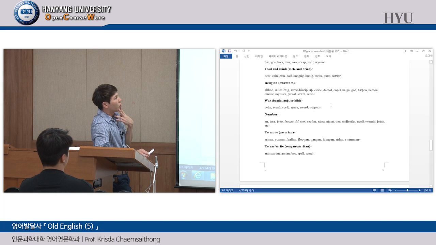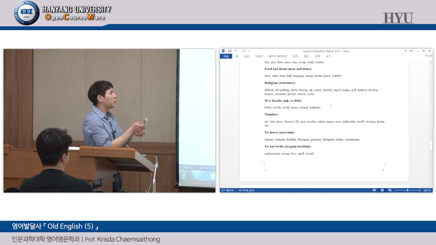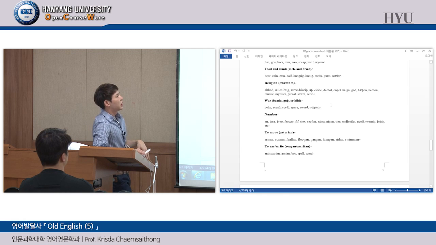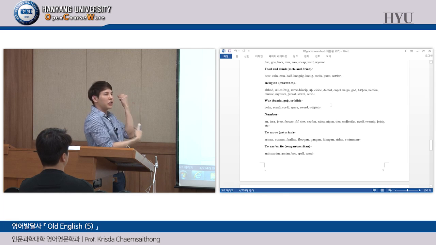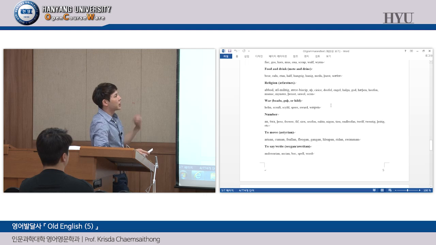War. Good or healed. Helm, things that you wear. Shaft, a stick that you hit people with. Shield that you use. Spear, sword, weapon, you all know, right? Shield, the thing that you use as the defensive device, right?